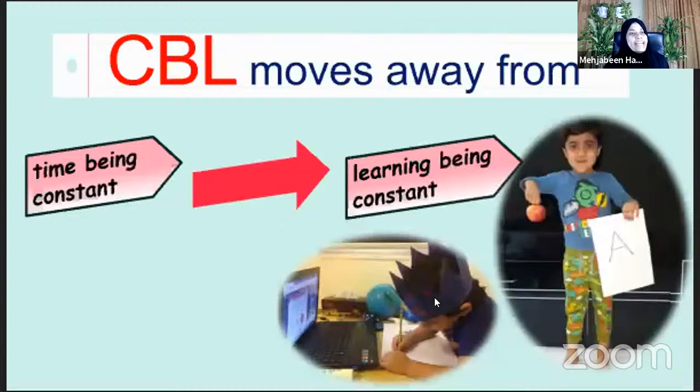CBL moves from time being constant to learning being constant. It offers transparency not only to students, but to teachers and parents. Both teachers and students have clear objectives. Furthermore, parents can also be kept in the loop about the students' progress.